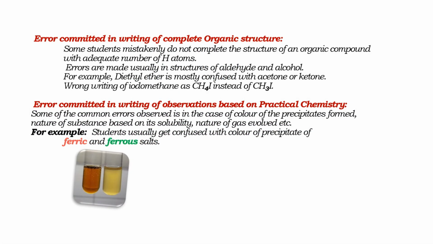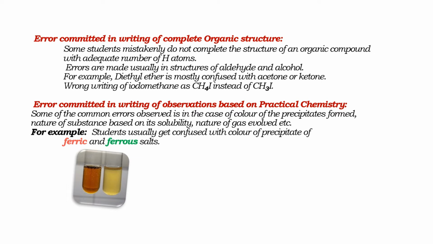Error committed in writing of complete organic structures. Some students mistakenly do not complete the structure of an organic compound with an adequate number of hydrogen atoms. Errors are made usually in the structures of aldehyde and alcohol. For example, diethyl ether is mostly confused with acetone or ketone. Wrong writing of iodomethane as CH4I instead of CH3I.